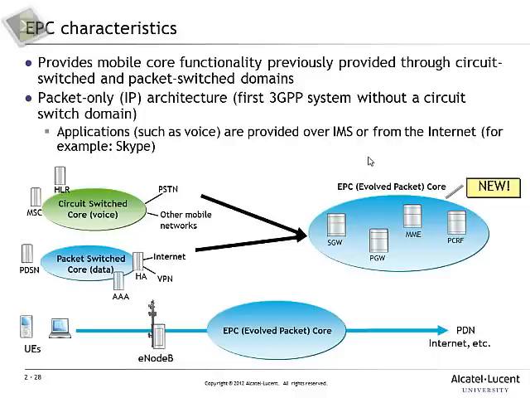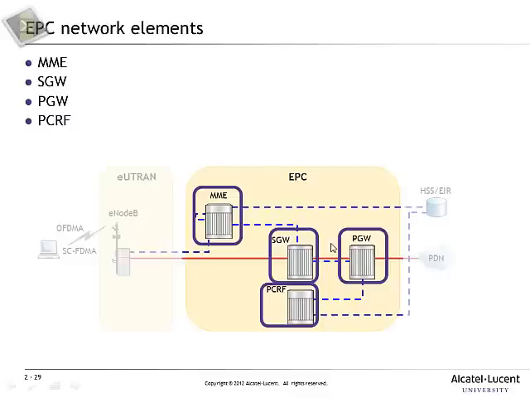So you can see that in the previous 2G technologies we had a circuit switch core, and then we had a packet switch core that was introduced in GPRS. Both of these core network elements were used in 3G, and now we have combined them into a single core network called the EPC. As we mentioned earlier, there are 4 important network elements that make up the EPC, and we'll have a look at each one of them in turn.